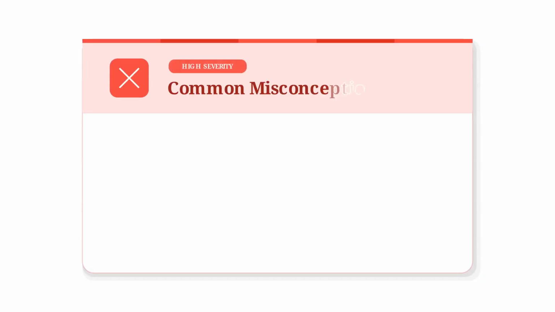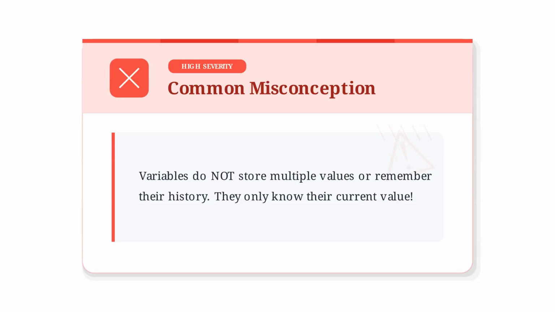Here's where many people get confused. Variables don't store multiple values. They don't remember their history. When x equals 5, then x equals 10, x is now just 10. Not 5 and 10 together, just 10.